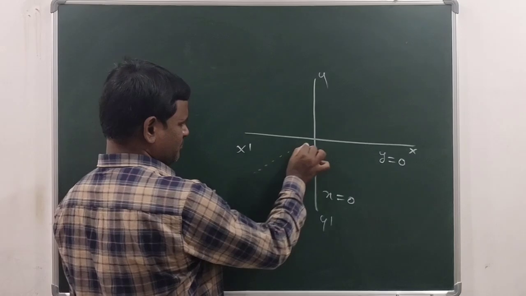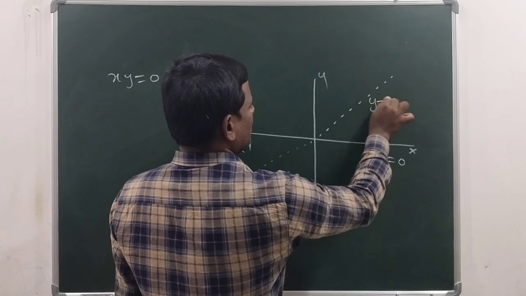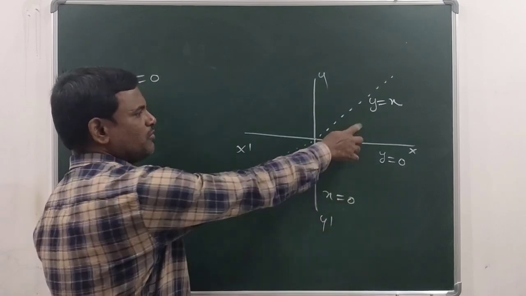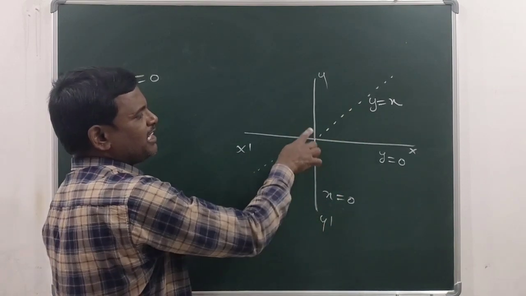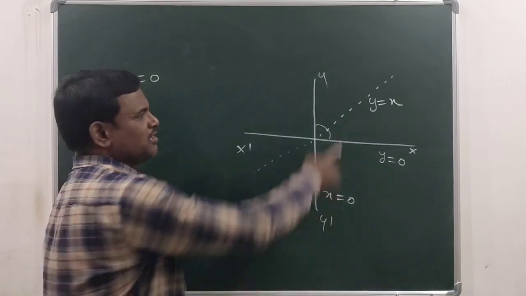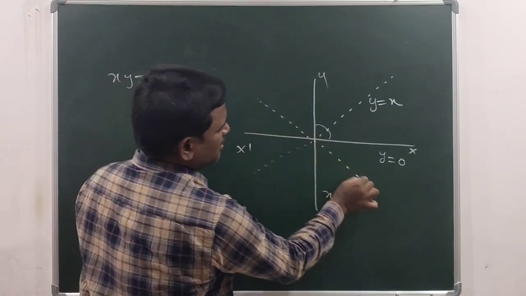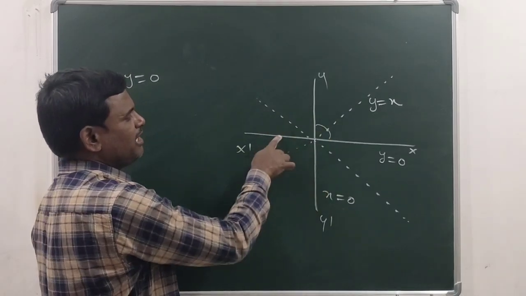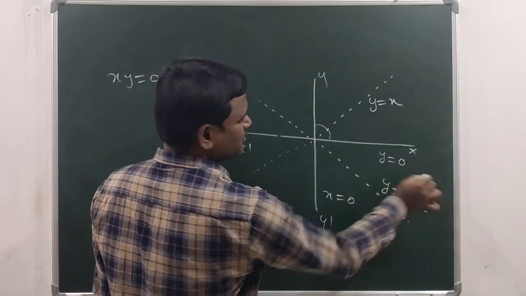And this is the angular bisector of this angle and this angle, which passes through the first and third quadrant. This line is equally inclined with the x-axis and y-axis, which makes a 45 degree angle with the coordinate axes. And this is also an angular bisector for the x-axis and y-axis. This one is also equally inclined with the x and y-axis, whose equation is y equal to minus x.